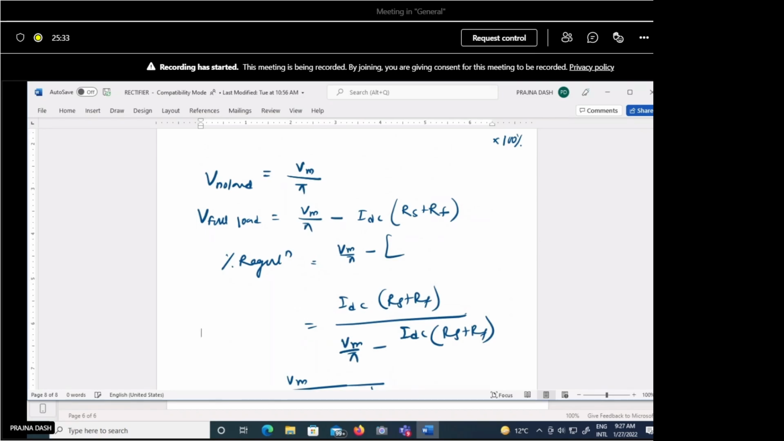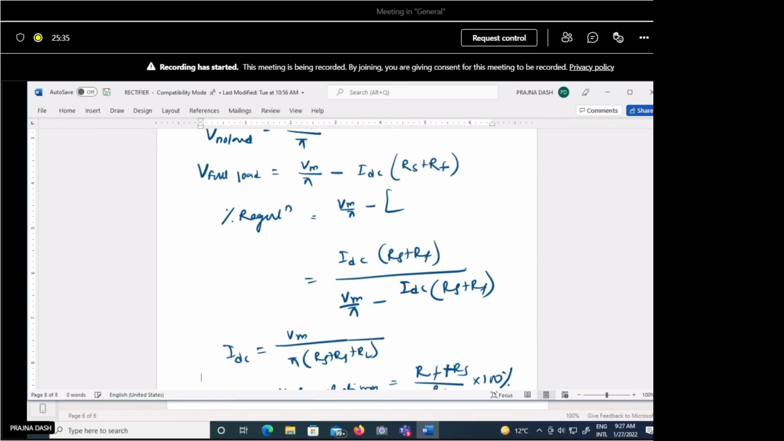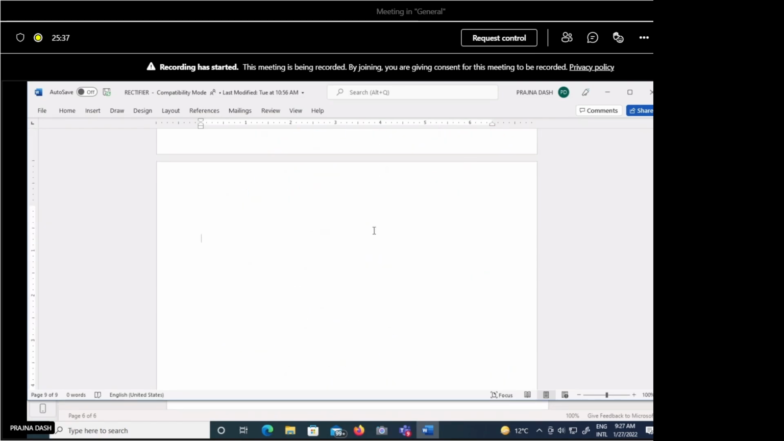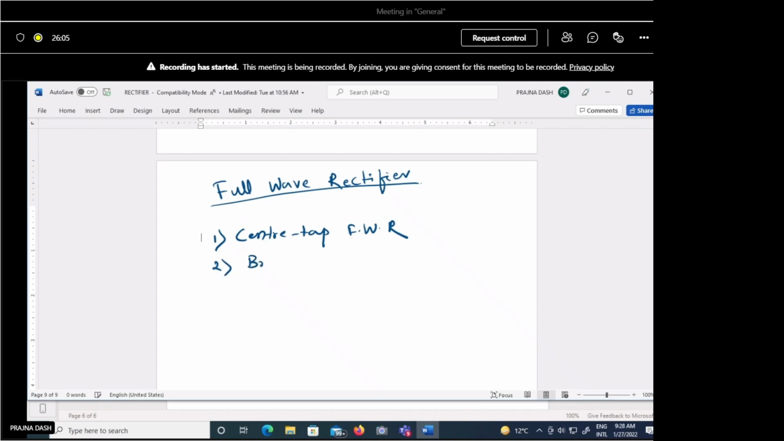As we have seen, the half wave rectifier has a very poor performance, so we switch over to the full wave rectifier. So this is the full wave rectifier circuit. There are two types of full wave rectifier, as you know. Have you studied this full wave rectifier circuit? One is called the center tap full wave rectifier. Another is the bridge rectifier.